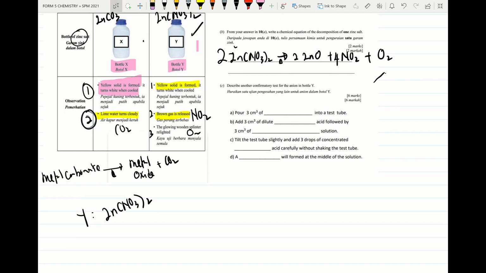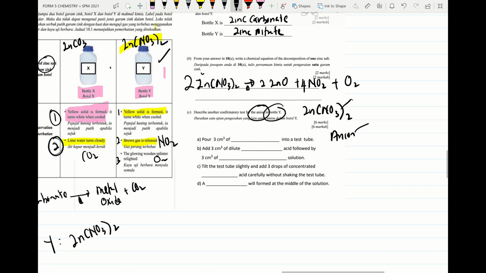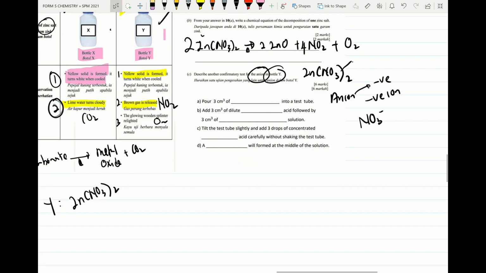Alright, describe another confirmatory test to show the presence of anion in bottle Y. Bottle Y is made up of zinc nitrate. So anion, what does anion mean? Remember, negatively charged particles or negatively charged ion. So the negative ion present in zinc nitrate is nitrate ion. How to describe the confirmatory test?